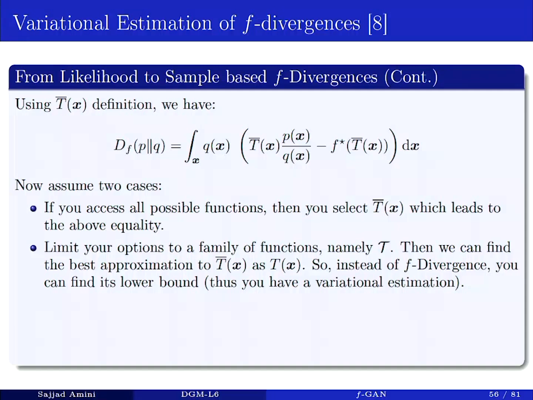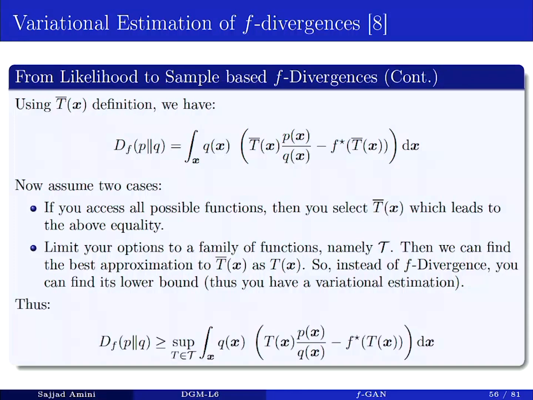But when you limit yourself to a subset of this family, then you have a new function t(x). For example, here, assume that the best one is here, then if you limit yourself to this subset, if you find the best one in the subset with respect to the true one, then instead of equality, you have a lower bound.